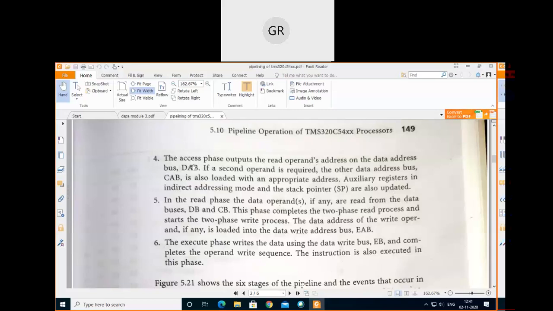In the access phase, what can we do here? It outputs the read operand address on the data address bus DAB. If a second operand is required, the other data address bus CAB is also loaded with an appropriate address. The auxiliary registers in indirect addressing mode and stack pointer are also updated. After the operation, the auxiliary register values, that location address, and stack pointer are also updated.